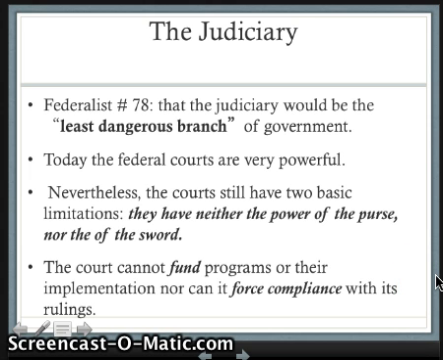The court cannot fund a program, so if they tell someone to do something and that costs money, they can't give them the money to help them. Not only that, they can't force anyone to comply or to complete their ruling. So if they say in Brown v. Board, all schools must desegregate, unless the president and Congress back them up, they can't force states to do anything. And so states may decide, well, you can't do anything to me, I'm going to ignore this.